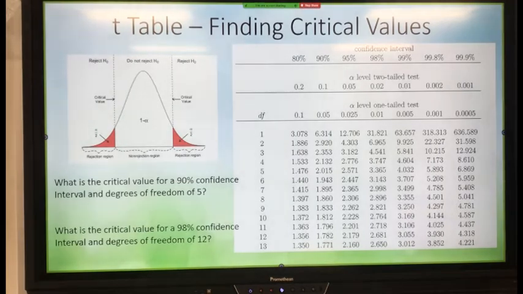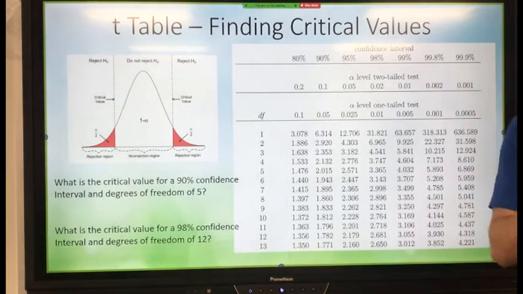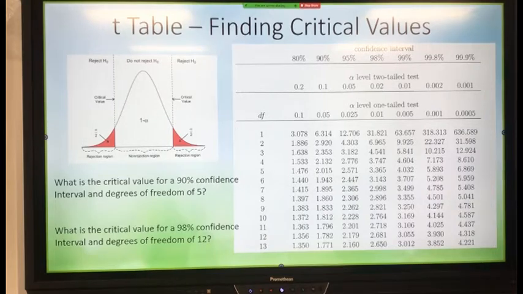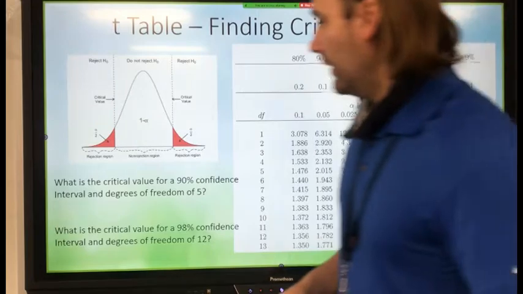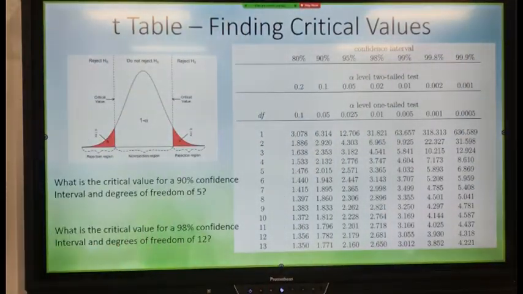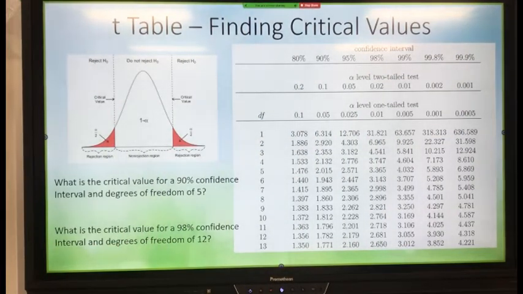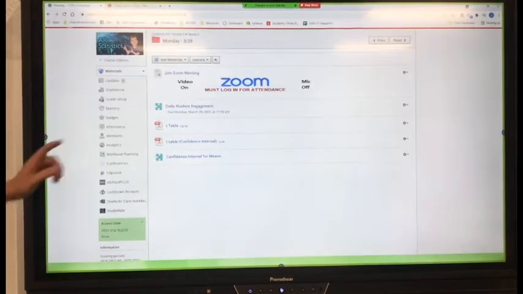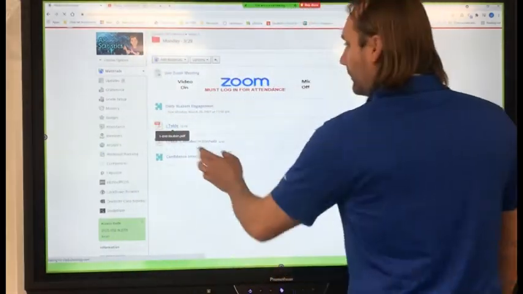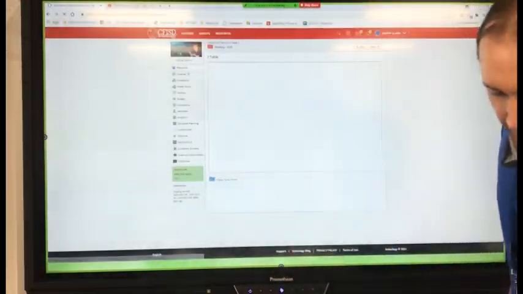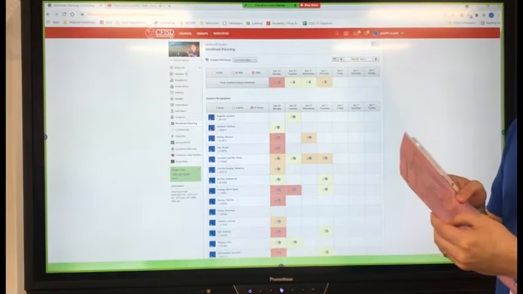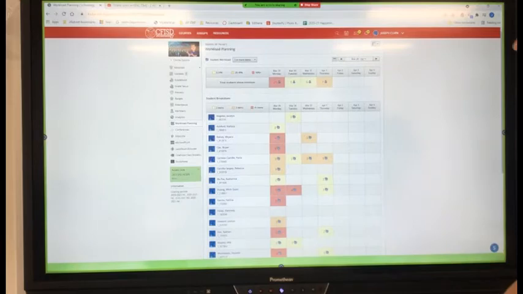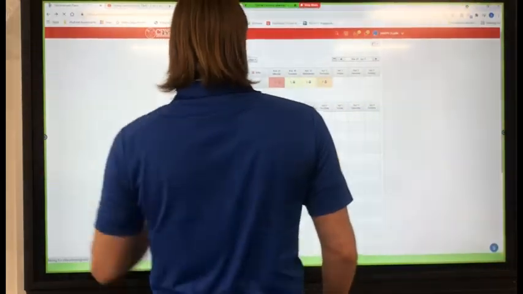So with your t-table, notice there's lots of different kinds of t-tables. They're going to have the same values, but how they're organized is going to be a little bit different. I have put several varieties in today's folder. So there's a t-table that has more values than here. Notice how here you get to 30 and then it jumps to 40, 50, 60, 80, 100.